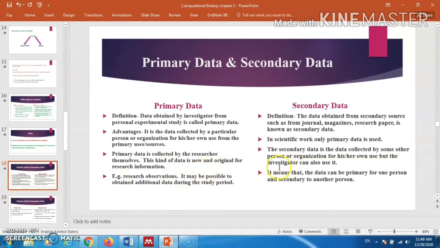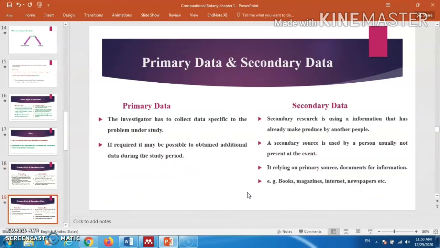In the case of secondary data, it is the data collected by some other person or organization for his or her own use, but the investigator can also use it. Here are some examples: research observations. It may be possible to obtain additional data during the study period. The data can be primary for one person and secondary for another person.